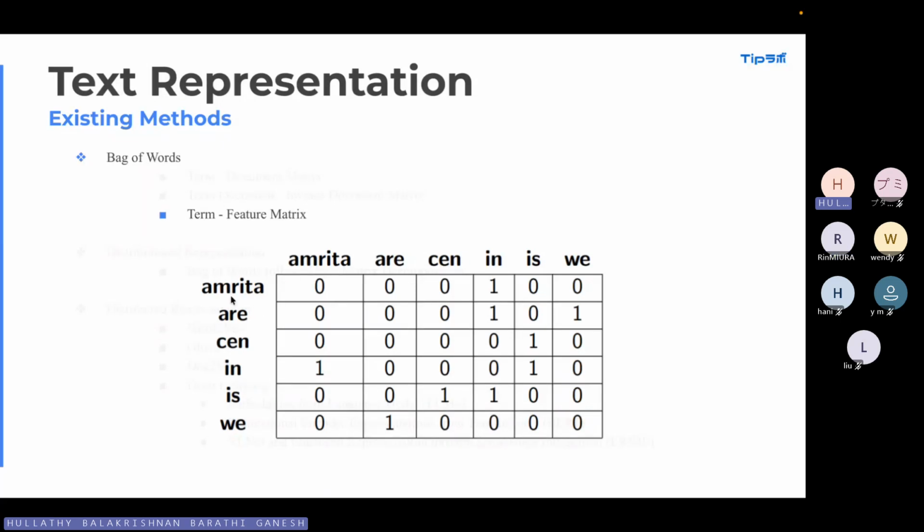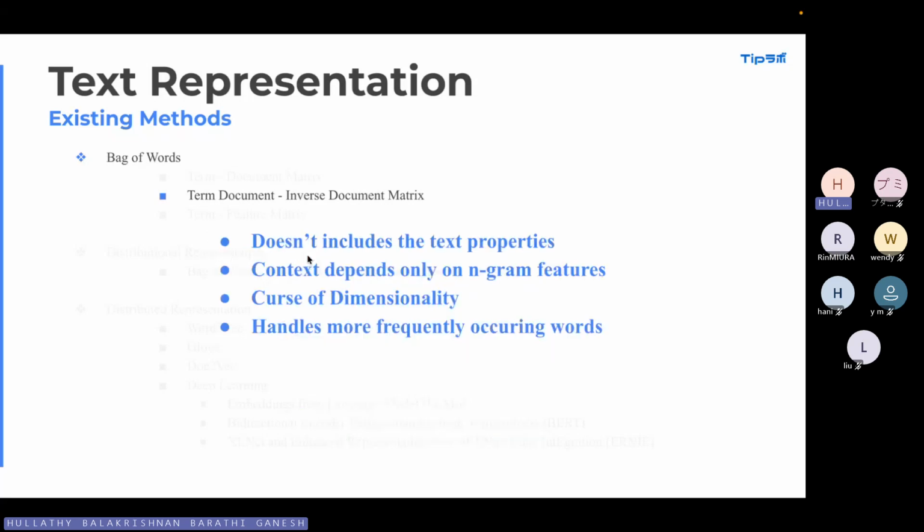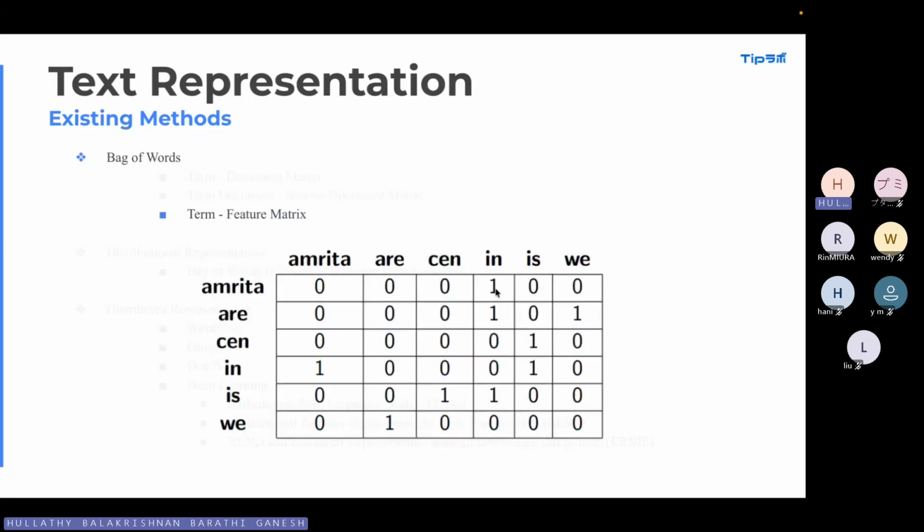In Amrita, this is there. In Amrita is there, so it will get a frequency of 1. Like that, we formulate this entire matrix.